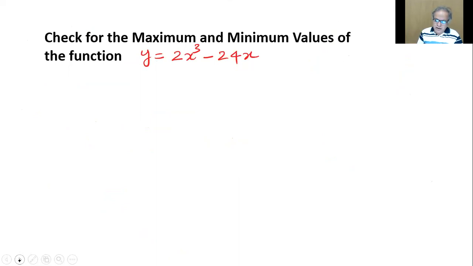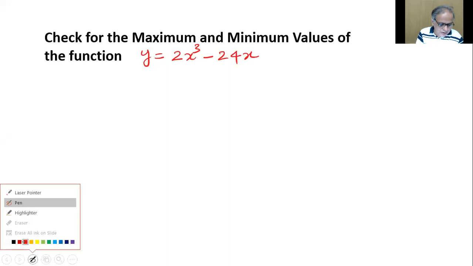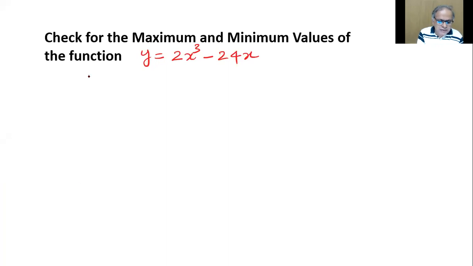Children, listen to me carefully. Check for the maximum and minimum values of the function y equals x cube minus 24x. I will go very slow, stepwise, and try to catch the meaning of it. Look, let us first find out dy by dx, the first step. So, Vishnu, tell me what is dy by dx?